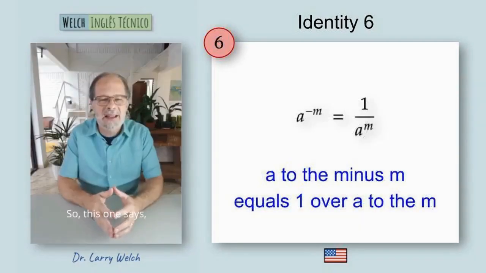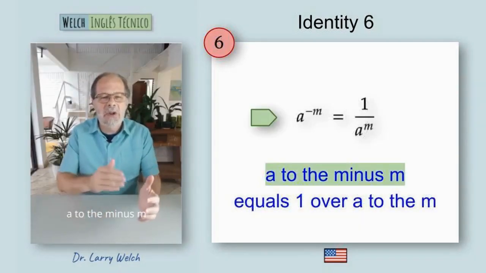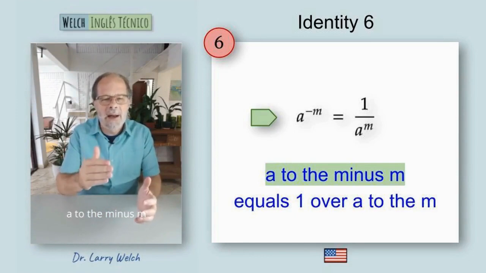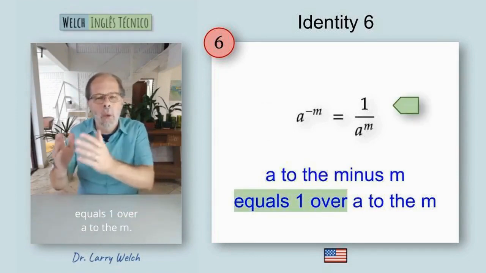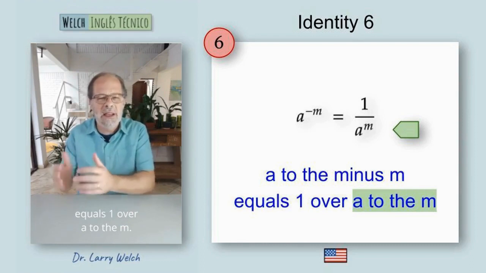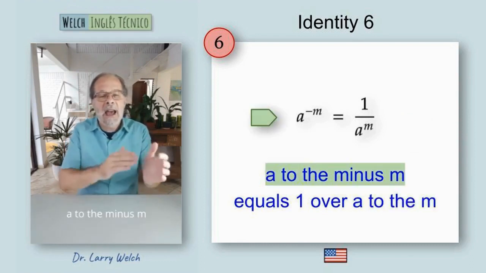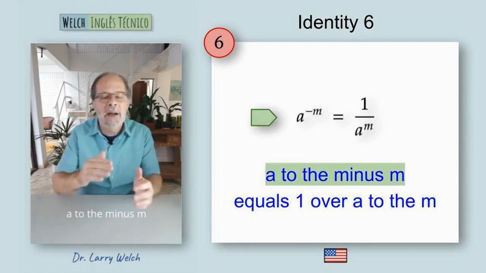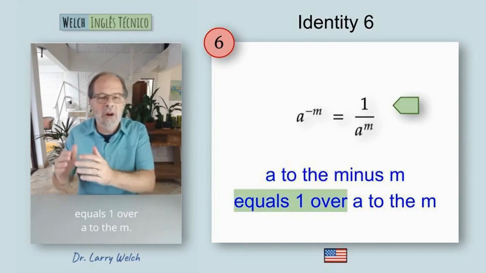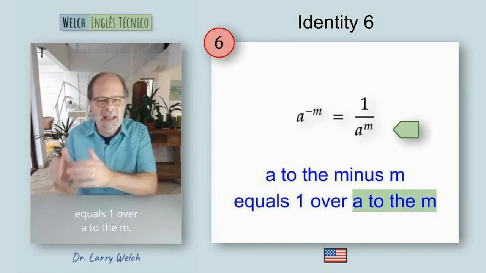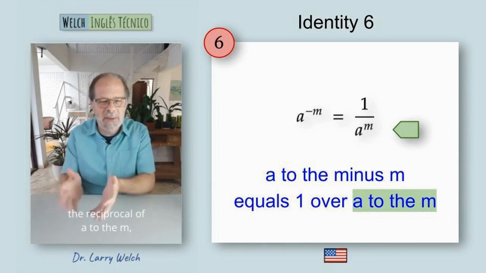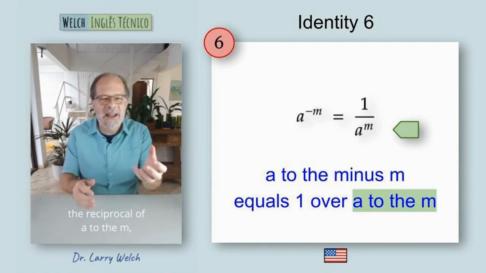So this one says a to the minus m equals 1 over a to the m. You see, the reciprocal of a to the m is 1 over a to the m.